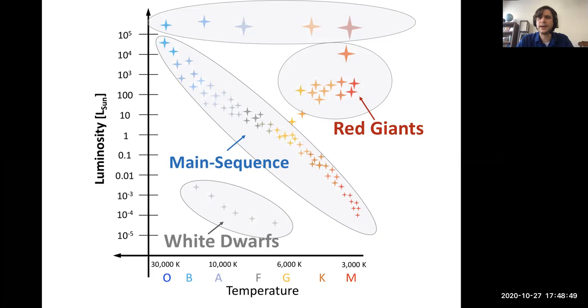And then these ones that are sitting up here would be our supergiants, where the sizes of the stars are absolutely enormous. There's not very many stars that lie up there.